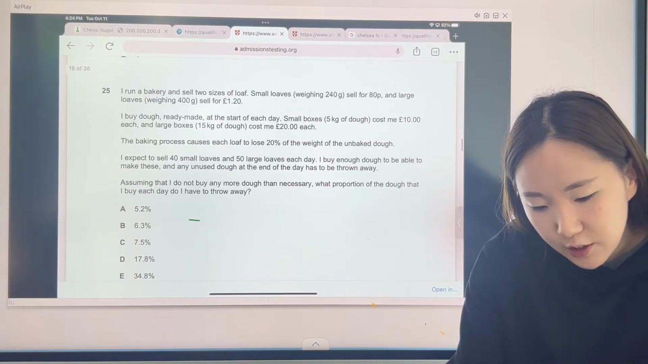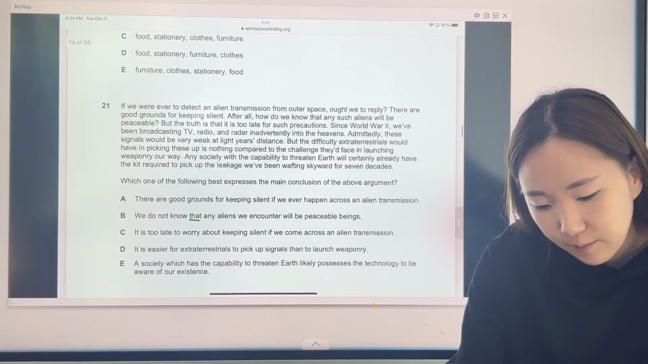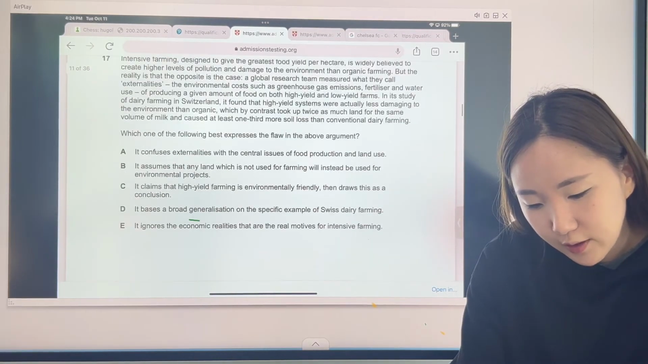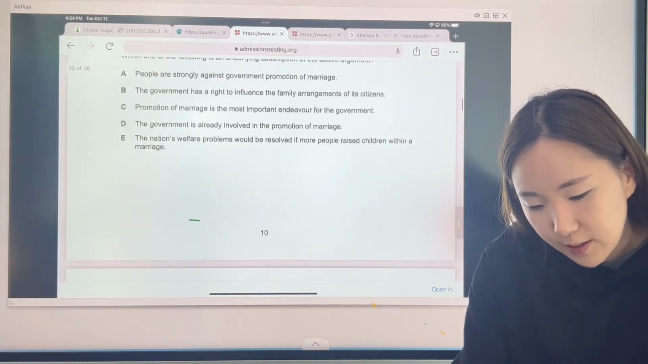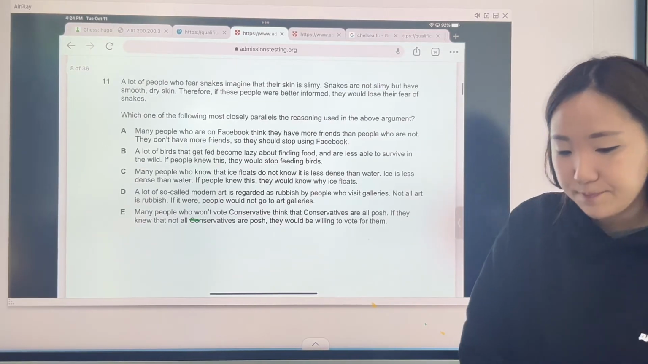Again, with parallel questions, I do recommend that you go through all of the options, just to be sure, because they can have one that looks really similar. Unless you're super confident, you can get tripped up a little bit. So I do recommend you double check by running through the answers.